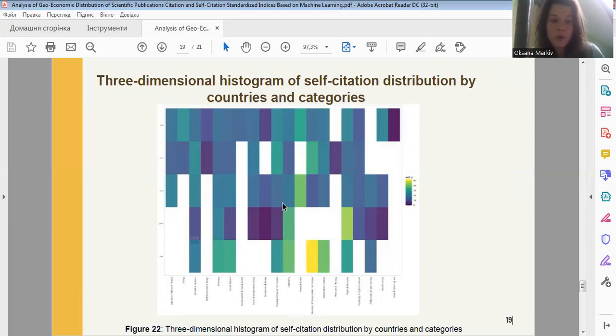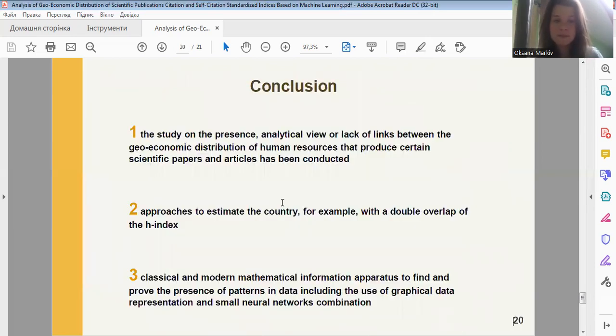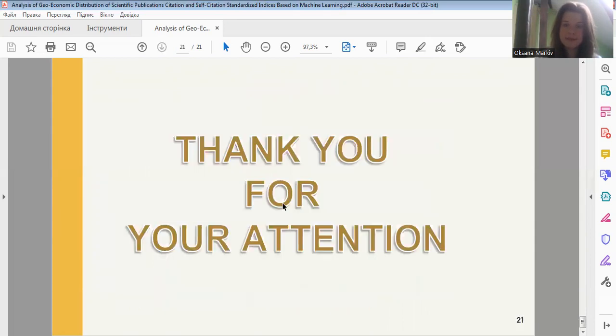So the study of the presence, analytical view, or lack of links between the Geo-Economic distribution of human resources has been conducted. Approaches to estimate the country with a double overlap in h-index and a combination of classical modern mathematical information apparatus defined and prove the presence of patterns in data, including the use of graphical data representation and small neural networks combination. Thank you for attention.